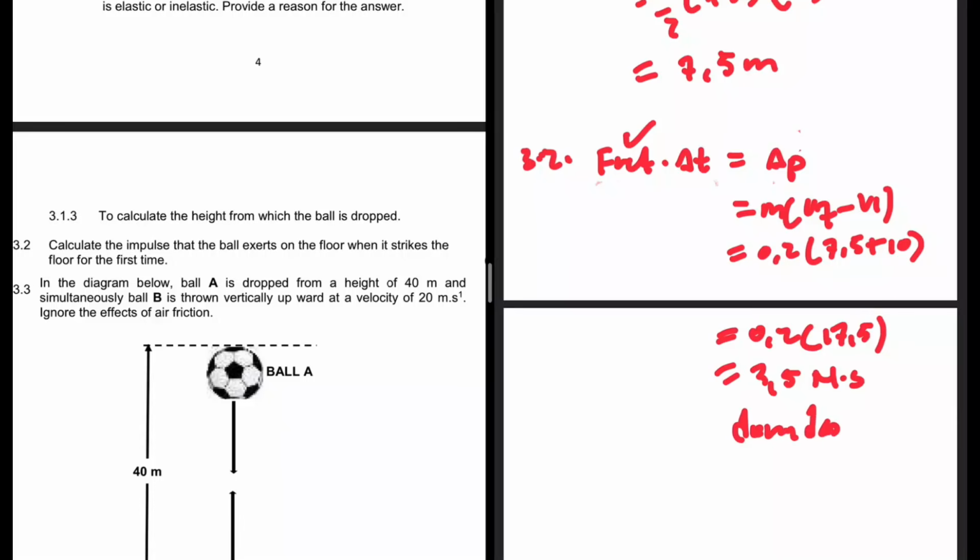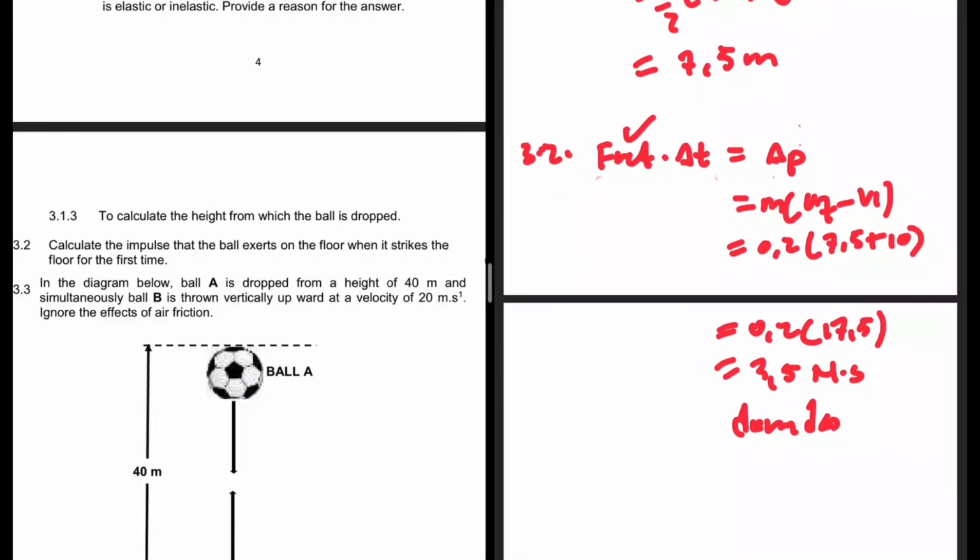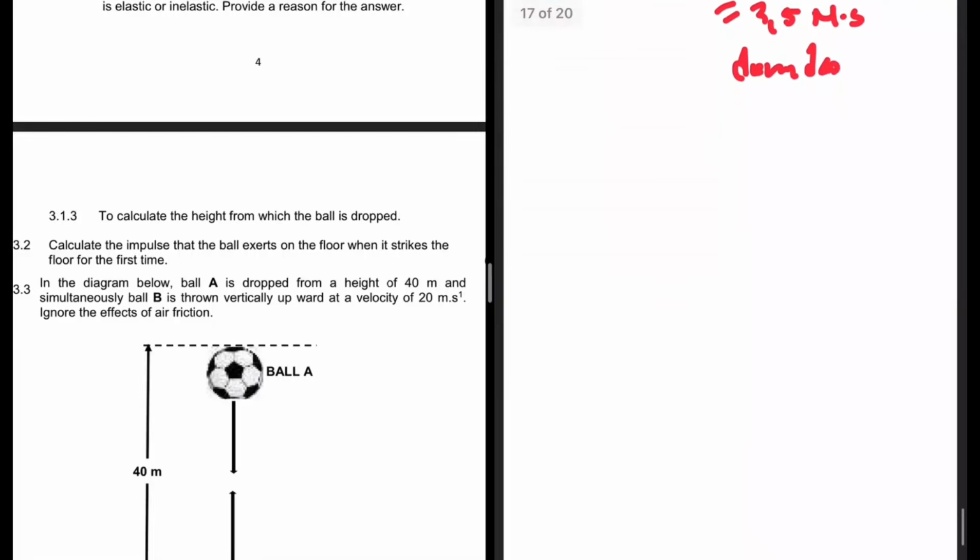Pay attention to the SI unit. The SI unit is newton seconds, not kg meters per second. Kg meters per second is for the change in momentum. The impulse is newton seconds. Right? These things are not the same. You should be very careful. Okay.